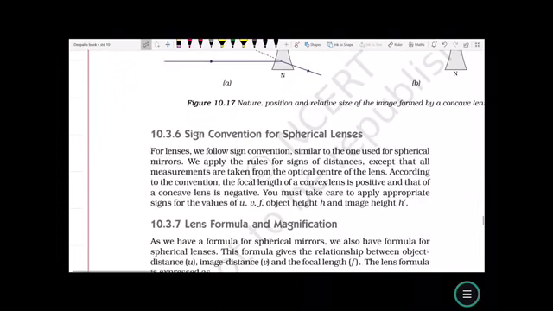Now let us see the sign conventions for spherical lenses. For lenses we follow sign conventions similar to the ones used for spherical mirrors. We apply the rules of signs of distance, except that all the measurements are taken from the optical center of the lens. According to the convention, the focal length of a convex lens is positive and that of a concave lens is negative. So that is very clear from this topic.